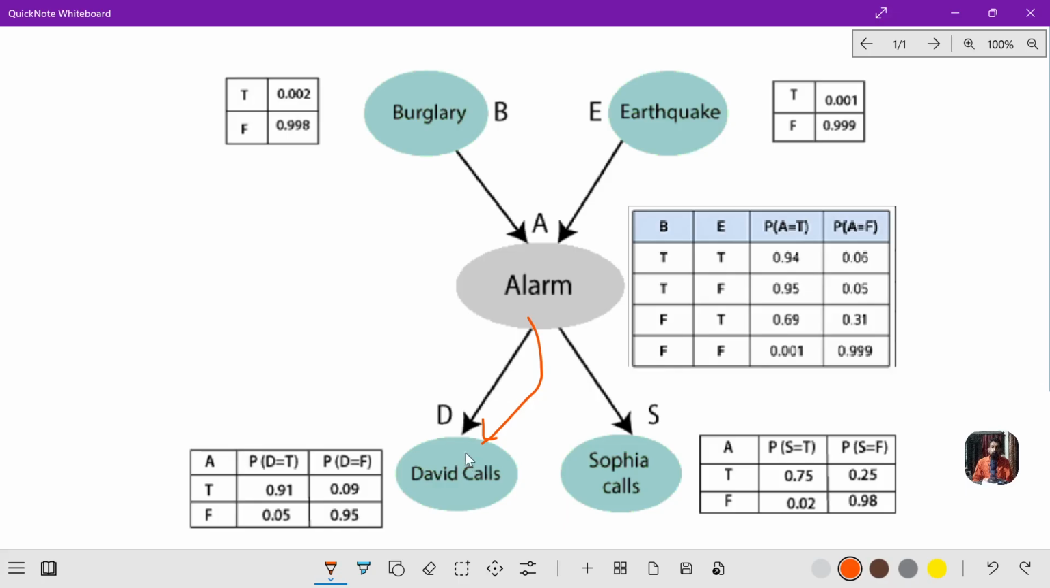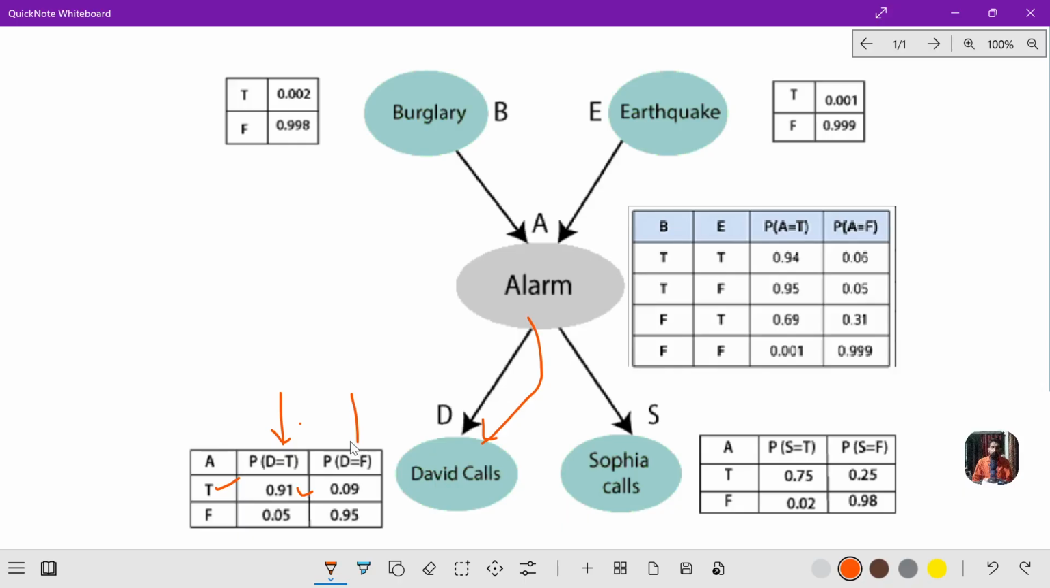So please remember, David depends only on alarm A, but he does not depend on burglary and earthquake. Now if you observe the probability when the alarm is true, yes, the alarm makes a sound. When D is equal to T, what is going to happen? When the alarm is true, the probability of David is 0.91. So when he hears the alarm, he informs his friend.